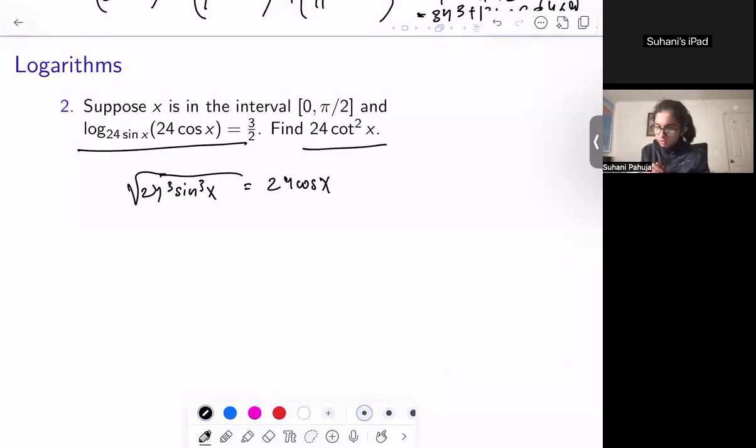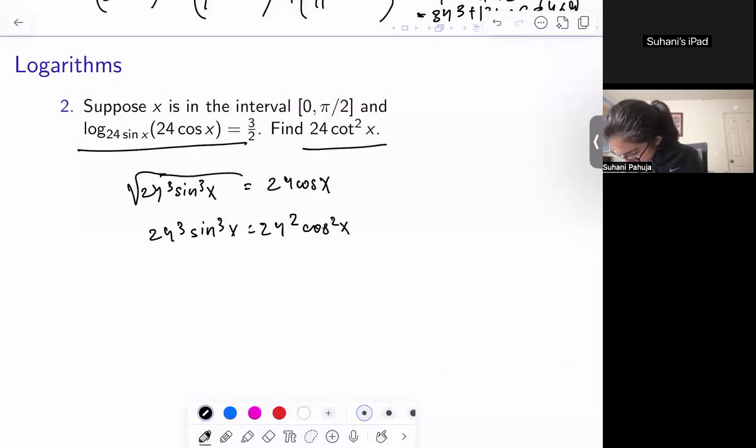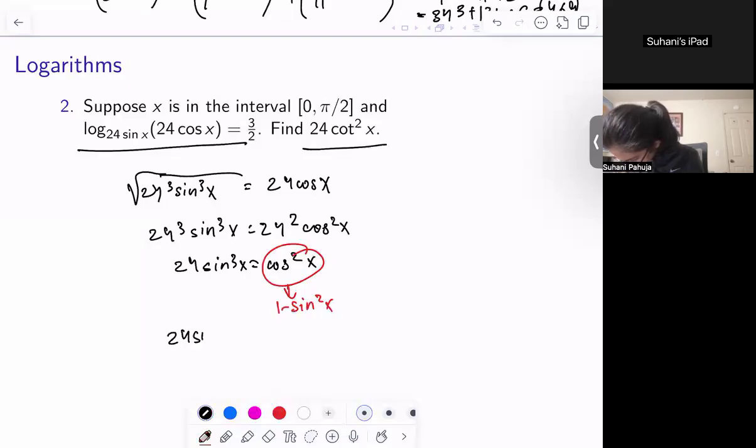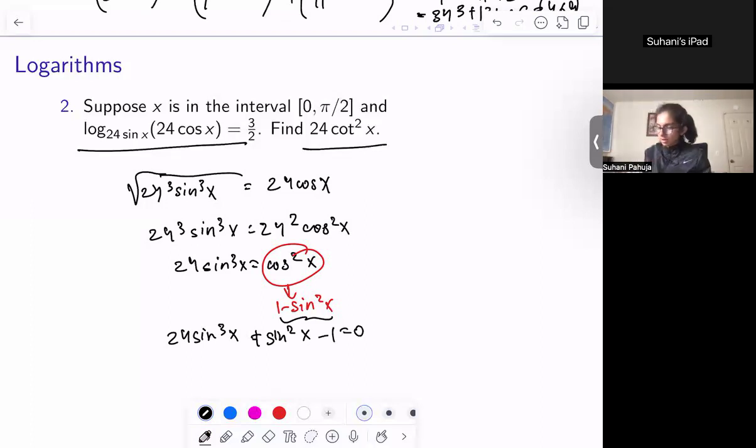And then what we can do is square both sides of this equation to get 24 cubed sine cubed x is equal to 24 squared cosine squared x. Then we can divide by 24 squared on both sides. We get 24 sine cubed x is equal to cosine squared x. And then we can rewrite cosine squared x as 1 minus sine squared x by the Pythagorean identity. So this we can replace with 1 minus sine squared x, and if we take these to the other side, that would give us 24 sine cubed x plus sine squared x minus 1 is equal to 0. And this essentially gives us a cubic in terms of sine x.